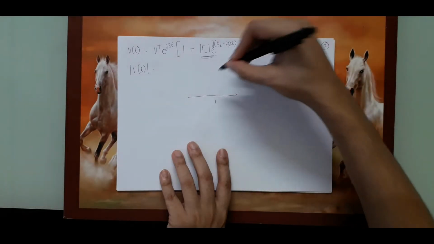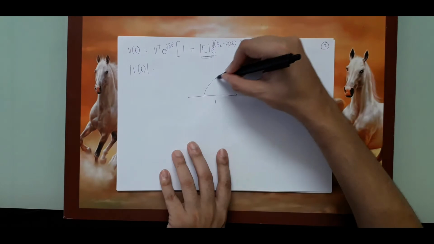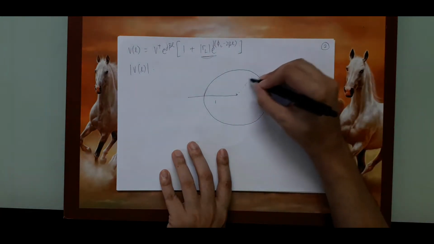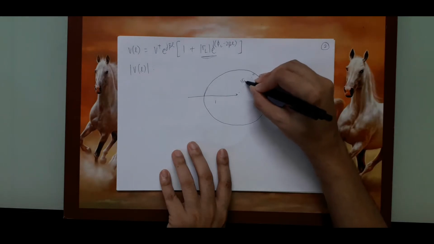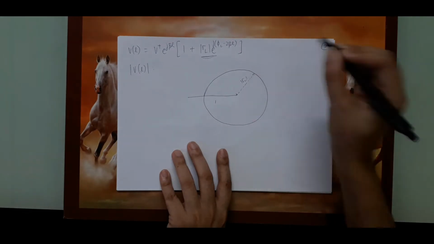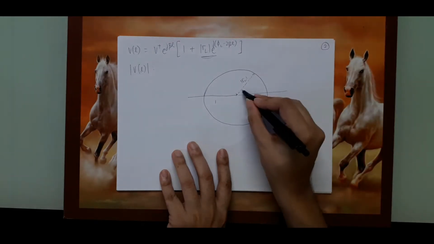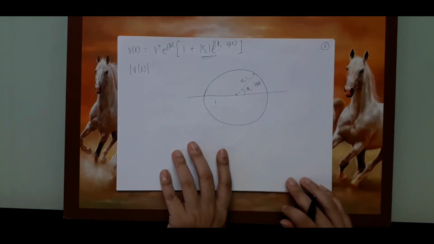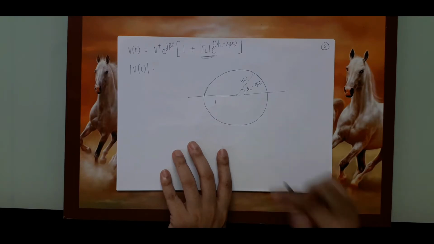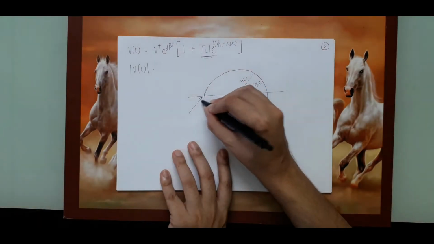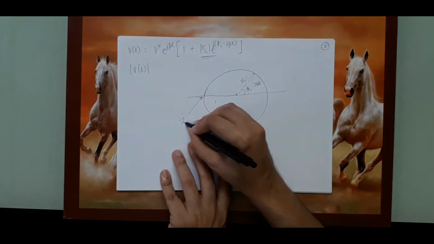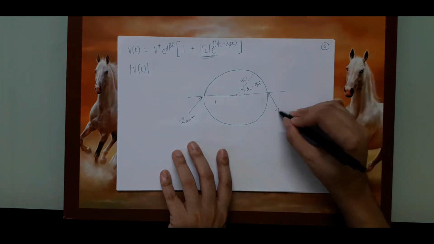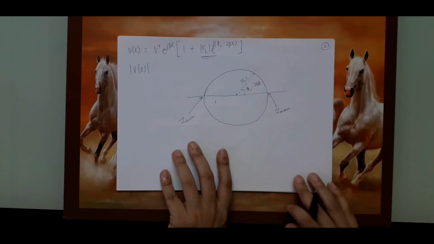So essentially the circle would look like this, where the radius of the circle is mod gamma L and this angle is phi L minus 2 beta L. We had proved that this is the point at which you get the minimum impedance and this is the point at which you get the maximum impedance.